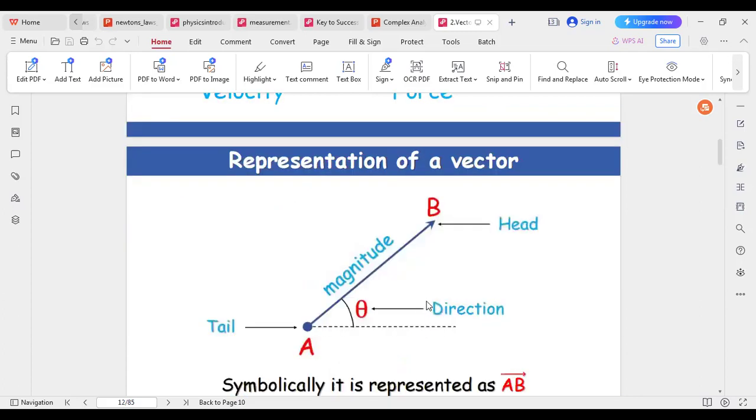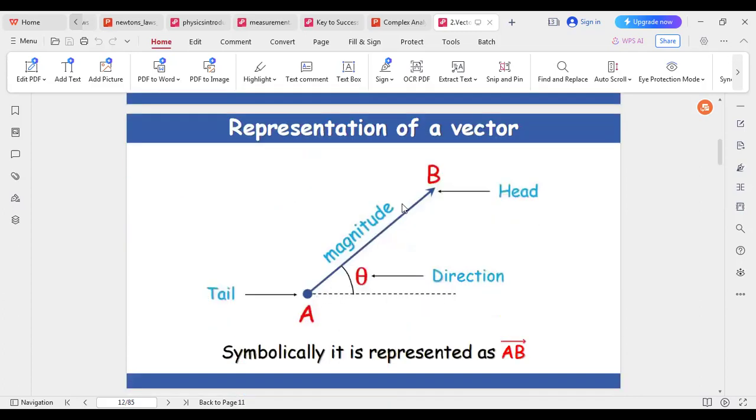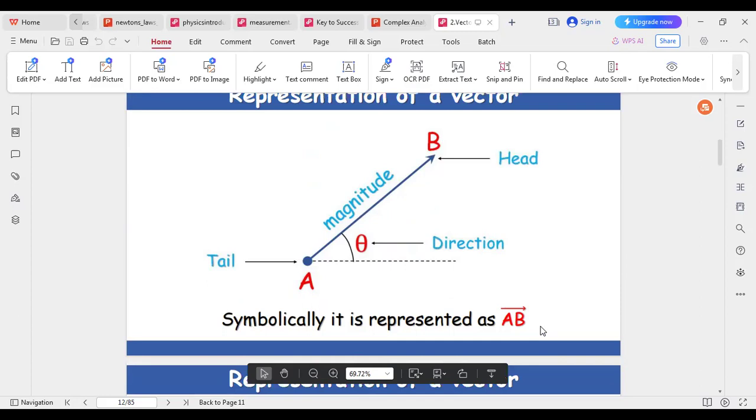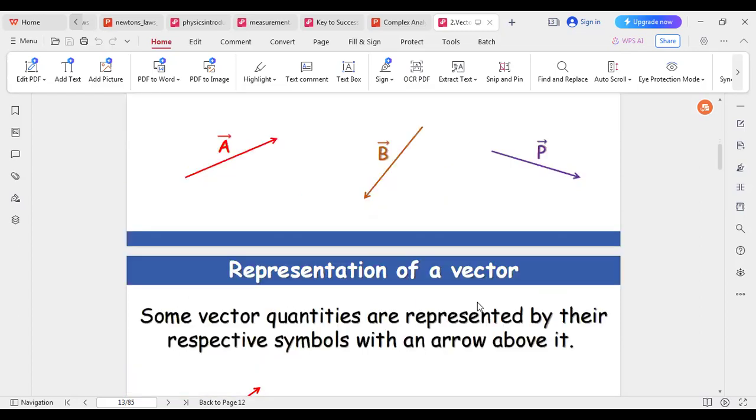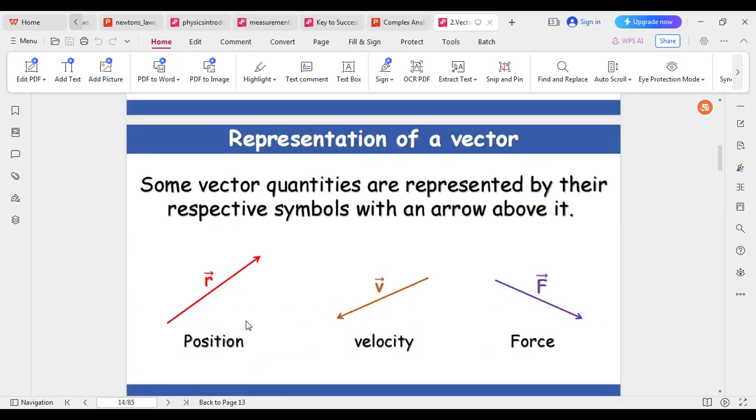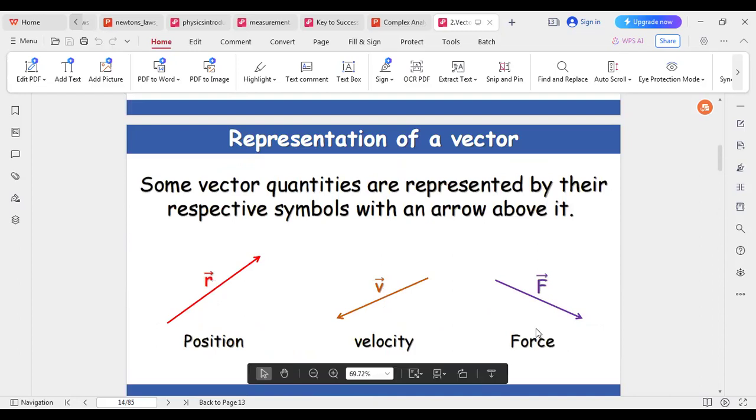Now, representation of a vector. This AB is a vector, and the distance will be the magnitude, and the head is B here, and the tail is A. This is the angle which indicates the direction. So symbolically, it is represented as AB vector, with the arrow sign. Vectors are also represented by a single capital letter with an arrow above it: A vector, B vector, and P vector also. Position vector can be expressed as R vector, velocity V, and force F.